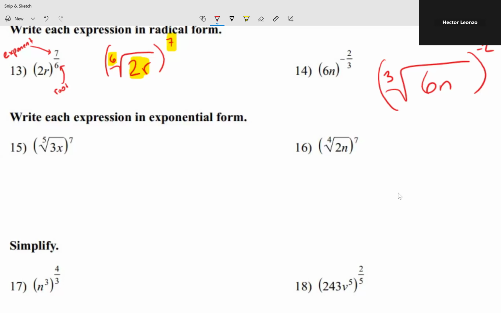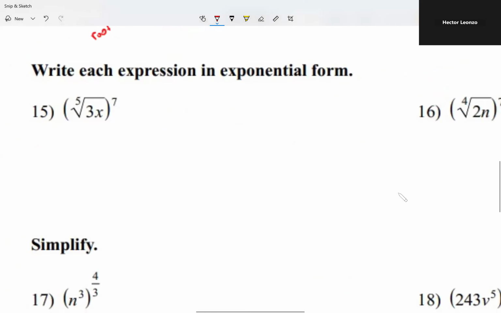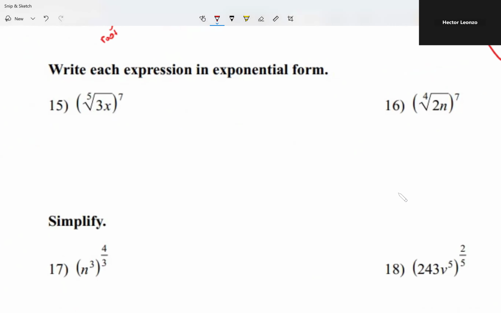Now let's take a look at questions 15 and 16. The question is given to you in radical form. You guys see the radical form in there. And I need you guys to write this in exponential form. So what I will do first, if I was doing this on paper, I will do a parentheses.